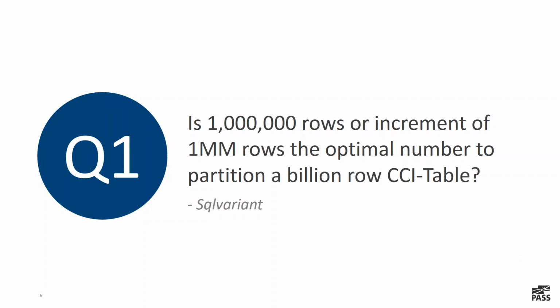We do have one question that came in from Twitter, but go ahead and put yours into the question window and we will get them to the panel. The first question is: is an increment of 1 million rows the optimal number to partition a billion row CCI table? Panel?